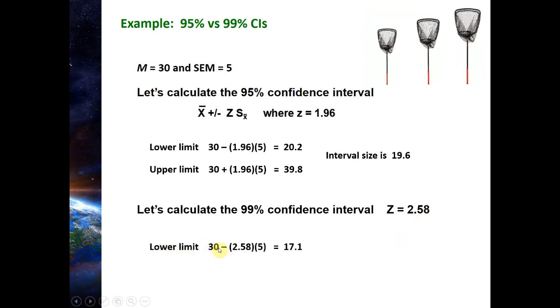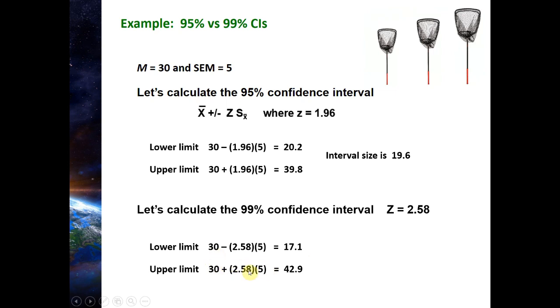Lower limit will be 30 minus, again, the product that you get when you multiply these two together. The only difference here from the example above is this is 2.58. The answer we get is 17.1, so that's the lower limit. The upper limit is 30 plus the product. That will give you the upper limit.